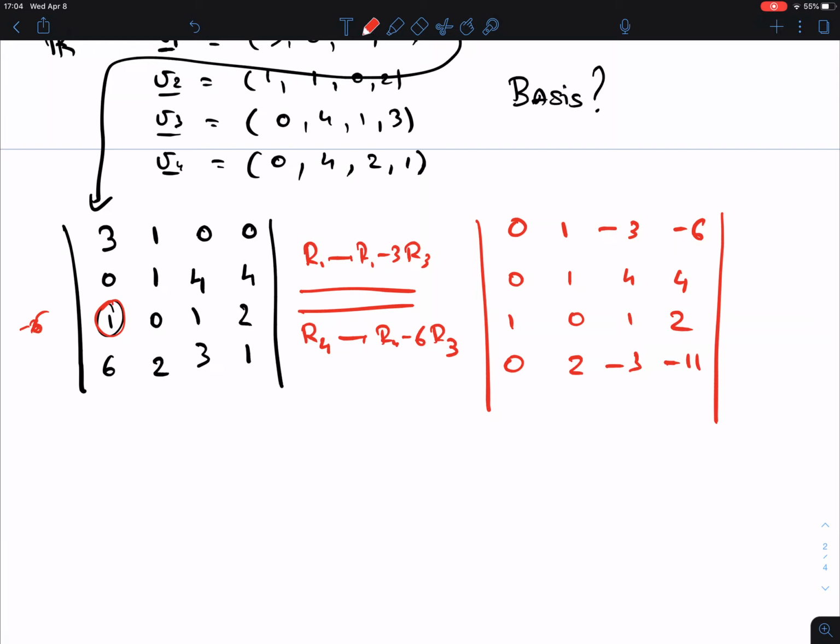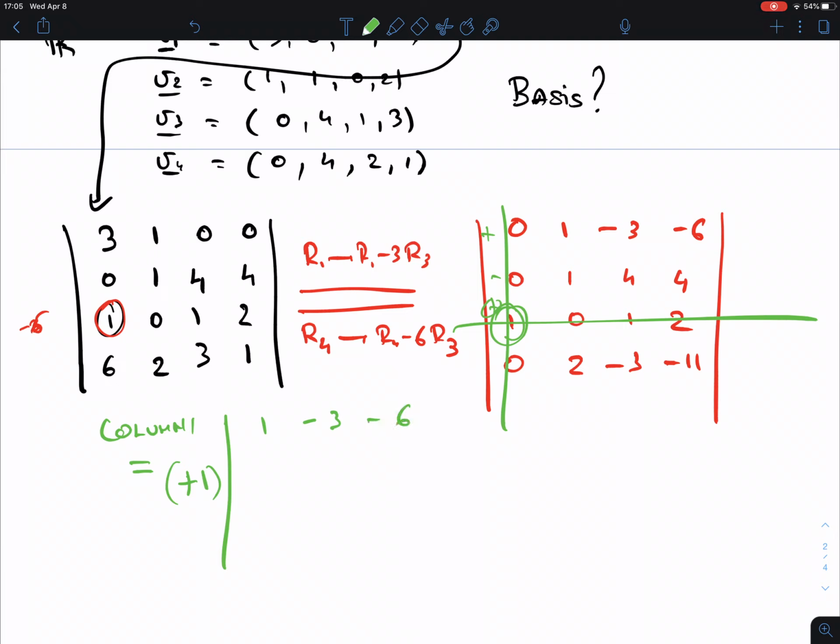Okay, good. That means I'm going to expand here, but remember plus minus plus. Oh, it's a plus sign. So this is the expansion along column 1. And so that is plus 1, okay? Plus and the 1 here. Let me write it so that you remember where it comes from. And then I look at the cofactor. That is 1, negative 3, negative 6, 1, 4, 4, 2, negative 3, minus 11.